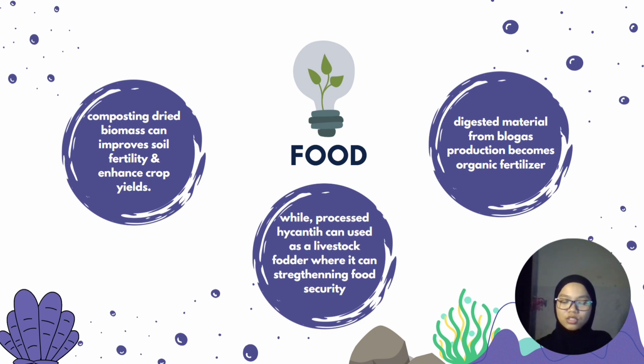But that's not all. Processed water hyacinth can also be used as livestock feed. These alternative feeds help improve animal nutrition, leading to better health and productivity in livestock. Altogether, these uses support food security both directly by improving food production and indirectly by reducing costs for farmers and creating a more resilient food system.